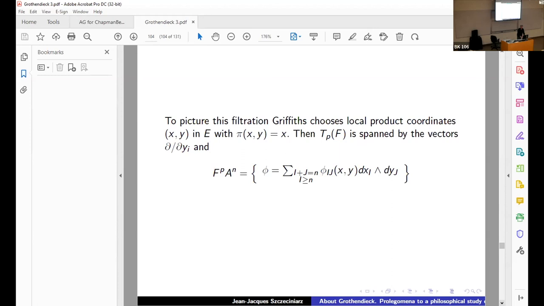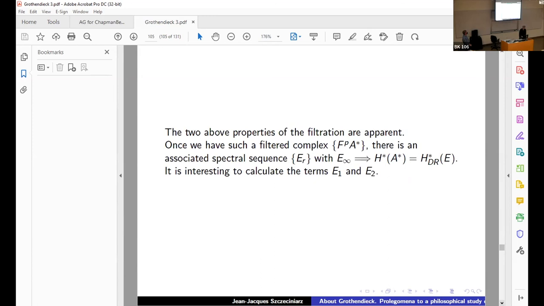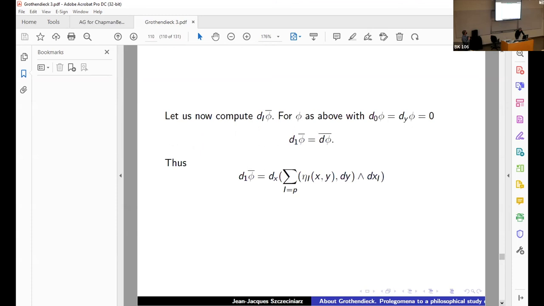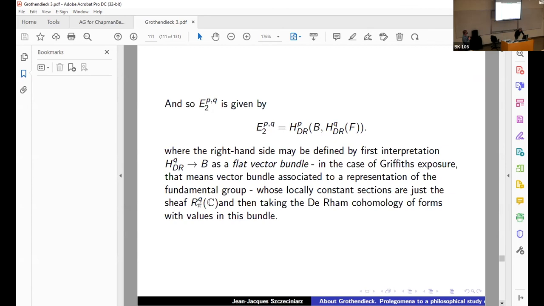To picture this filtration, we choose local product coordinates, and we have F^p in this form. And the above properties of the filtration are apparent. Once you have such a filtered complex F, there is an associated spectral sequence E_r, in which E_infinity is H star. It is interesting to calculate the terms E1 and E2, but I have no time. And we obtain after this calculation this form.